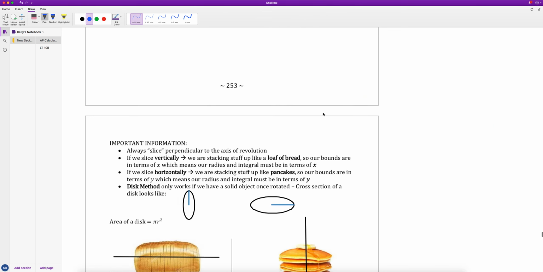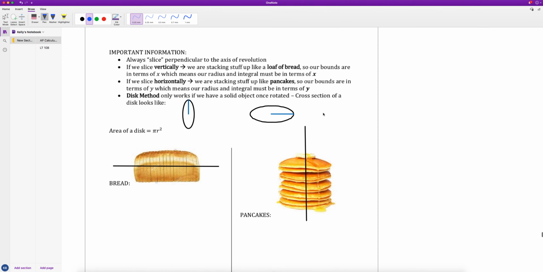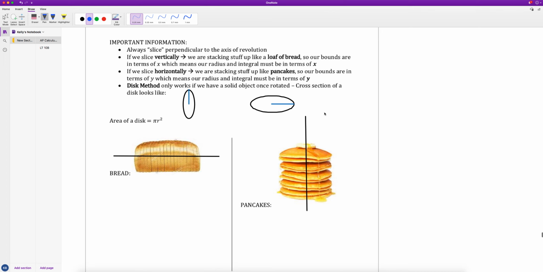Okay, let's go back to that bread and pancake analogy. As silly as it sounds, it's actually really helpful to think about. So key information we have highlighted at the top for us. The first is what I keep saying over and over again. Always slice perpendicular to the axis of revolution.